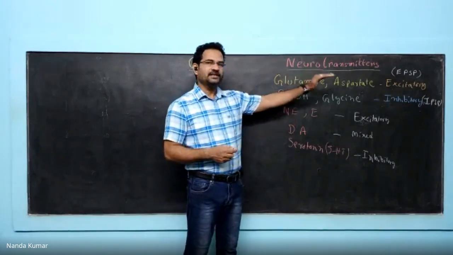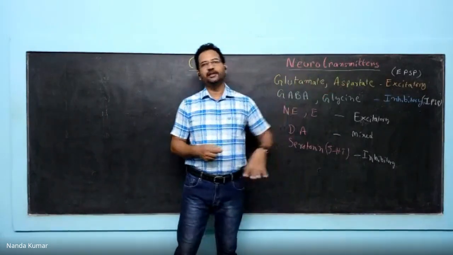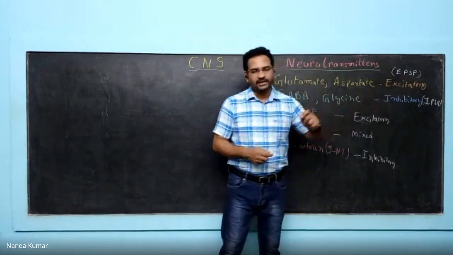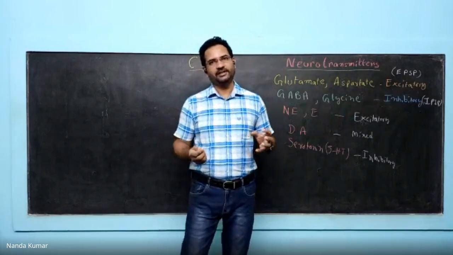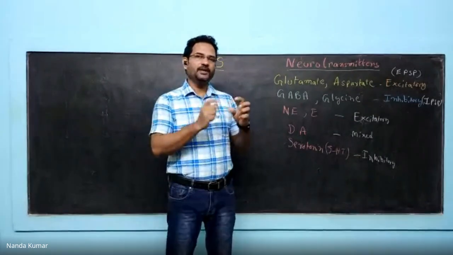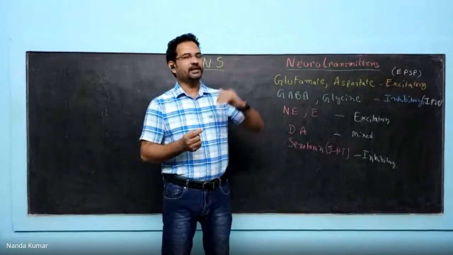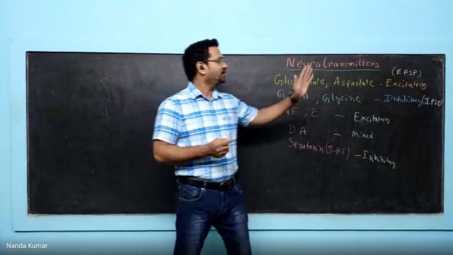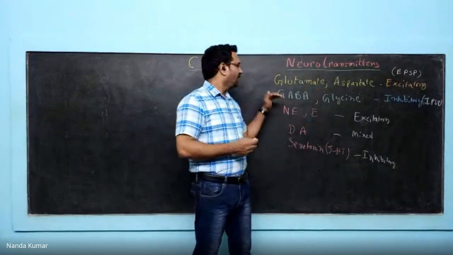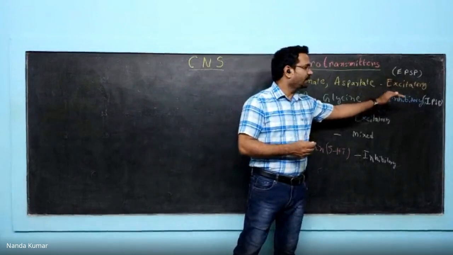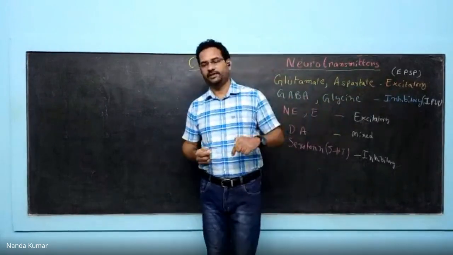Glutamate and aspartate are excitatory neurotransmitters. Excitatory neurotransmitters will cause excitatory postsynaptic potential. Excitation is nothing but depolarization. In the neuron, you have a negative resting membrane potential. When the negative is converted to positive, it generates an action potential, hence it is called an excitatory neurotransmitter. GABA and glycine are the major inhibitory neurotransmitters, and they cause inhibitory postsynaptic potential.